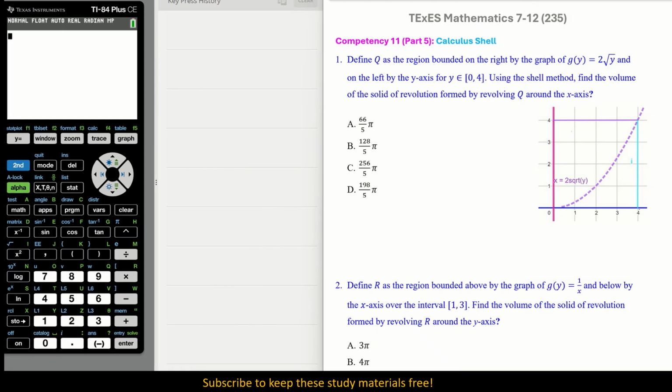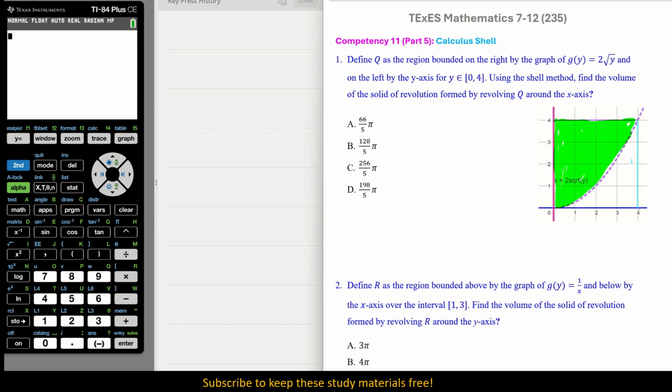Define Q as the region bounded on the right by the graph of g of y equals 2 square root of y, and on the left by the y-axis for y in the interval of 0 to 4. Using the shell method, find the volume of the solid of revolution formed by revolving Q about the x-axis. What does that mean? If you think about it, we're taking this region right here, created by the y-axis from 0 to 4, and that curve given to us.